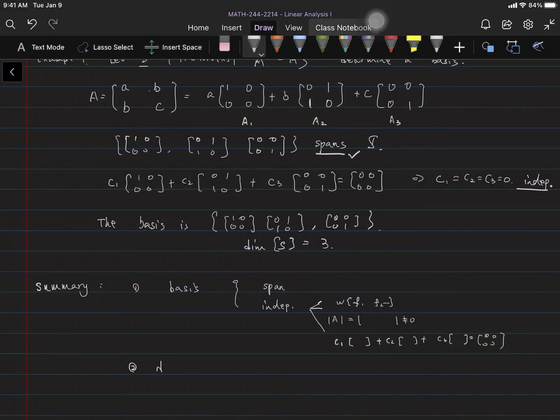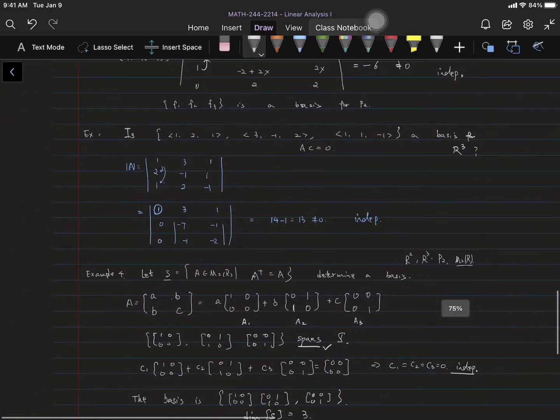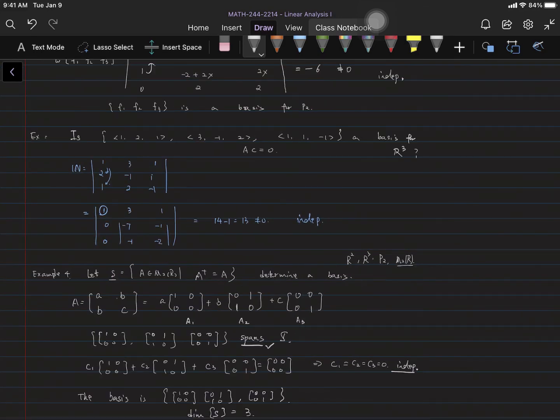The second thing we need to know is dimension. Dimension means the number of vectors in the basis. So we did several examples here. You can try the homework problem, and that's all we need to know for this section.